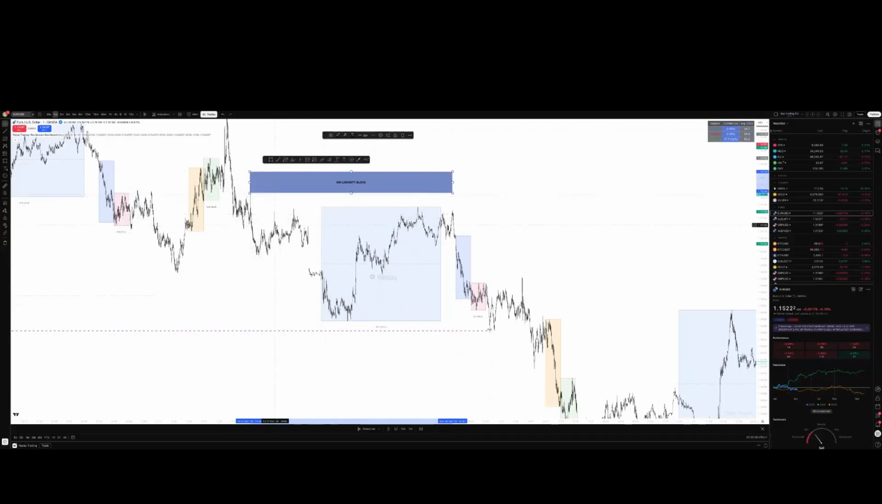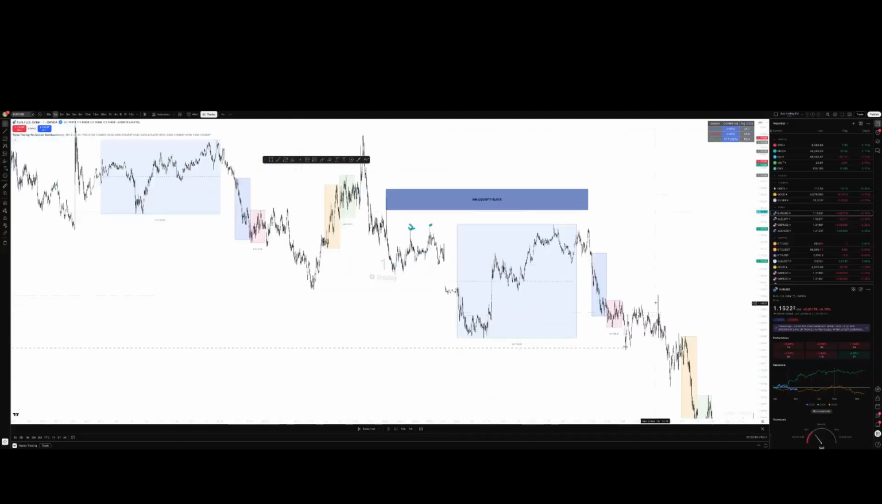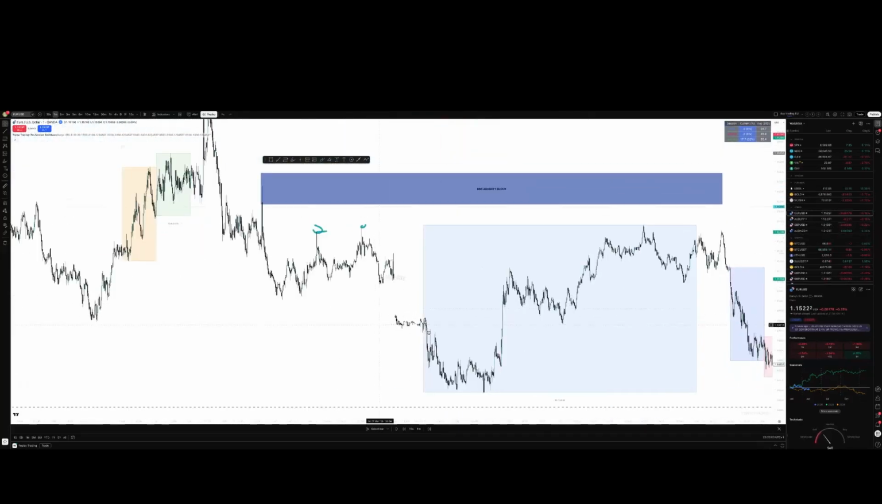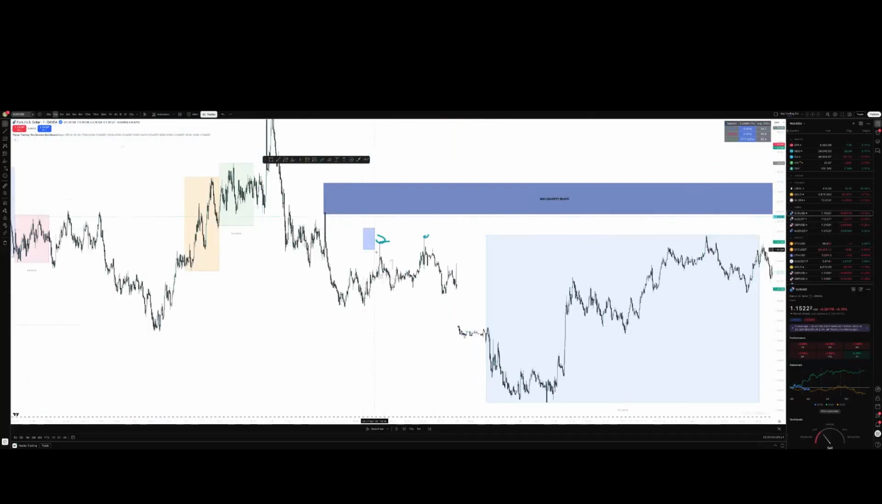So I had that marked out. And you see, anything that respects it immediately is gonna get taken out. You see how this one respects this, and then this one takes out that one. Cool, so you get a trade off it. So I traded this too, because when I say respect it, the first one that respects the liquidity block is always a trap.